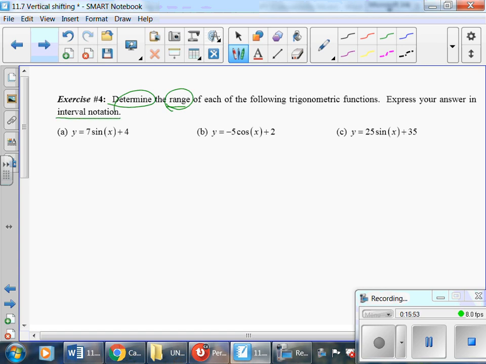So you have to kind of think about what this looks like. Maybe if you draw a little line, a little axis like this, I know that my midline is going 4 up, right? So I know that I'm going to go 4 up. So let's say up here is my midline. And then from that midline, I'm heading up 7 and down 7. So 4 plus 7 is going to be my upper bound, and 4 minus 7 is going to be my lower bound. So negative 3 comma 11.